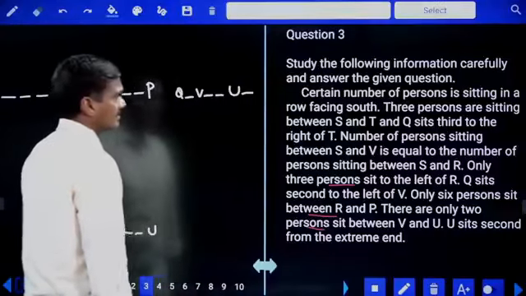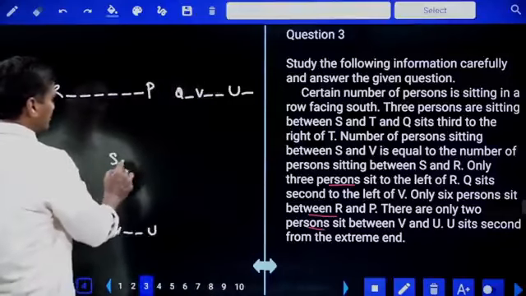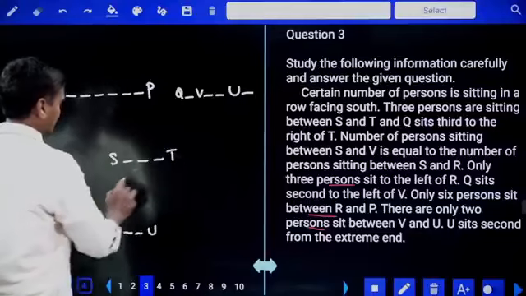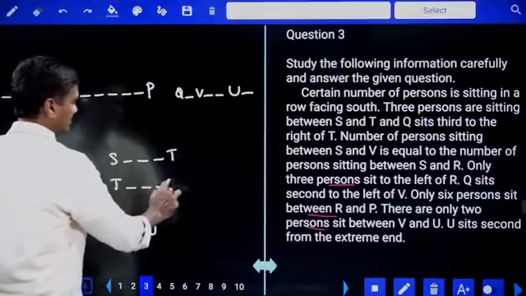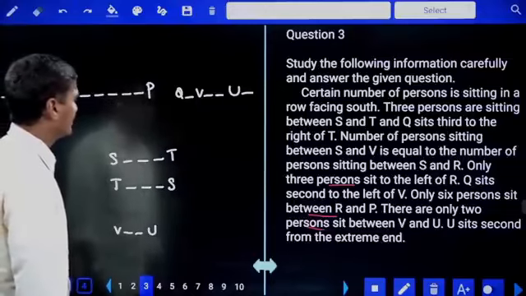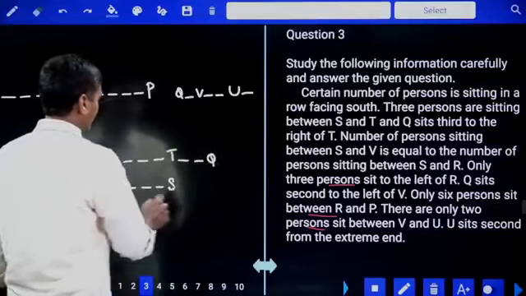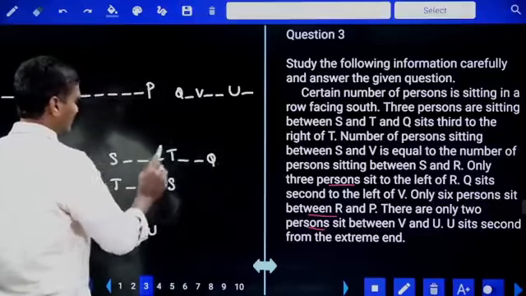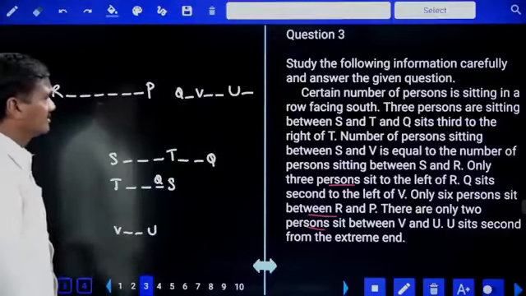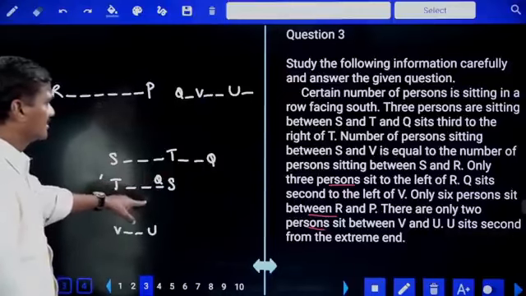Then 3 persons sitting between S and T. Between S and T, how many are there, tell me? 1, 2, 3 persons. Or between T and S, 3 persons. 3 persons between S and T. And Q sits third to the right of T, 1, 2, 3. Isn't it? Now 3 persons sitting between S and T, and Q sits third to the right of T.